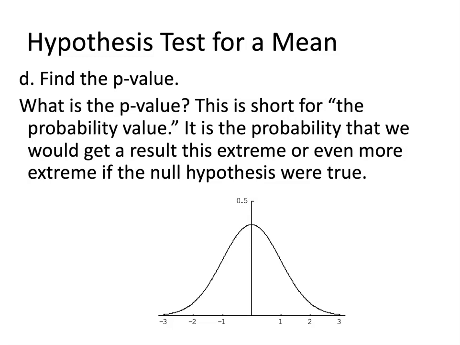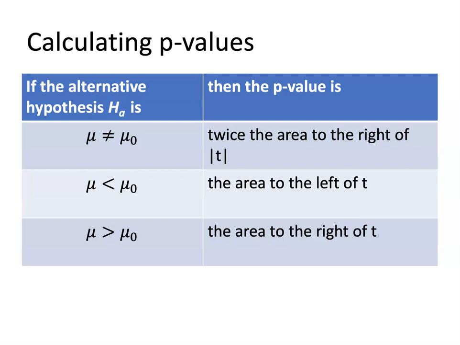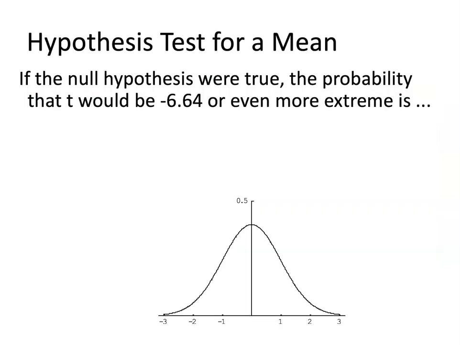Find the p-value. What's the p-value? This is short for the probability value. It's the probability that we would get a result this extreme or even more extreme if the null hypothesis were true. Here's how we calculate it. Just use this table. If the alternative hypothesis is of this form, mu does not equal mu0, that's what we've got, the p-value is twice the area to the right of the absolute value of t. So what we want is twice the area to the right of the absolute value of t.